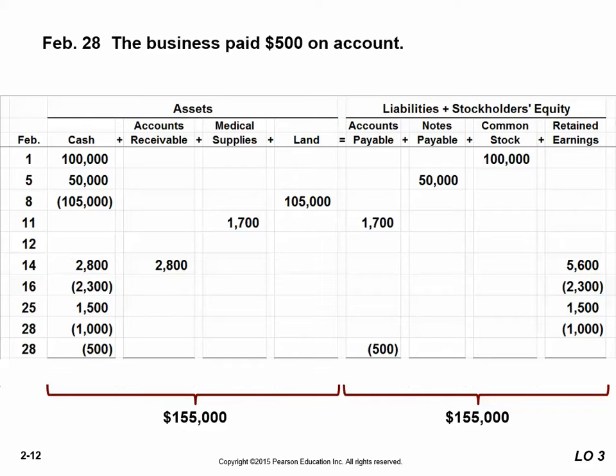On February 28th, the business paid $500 on account, which means it paid off $500 of what it owed. Accounts payable, a liability, is reduced, as is cash, an asset.